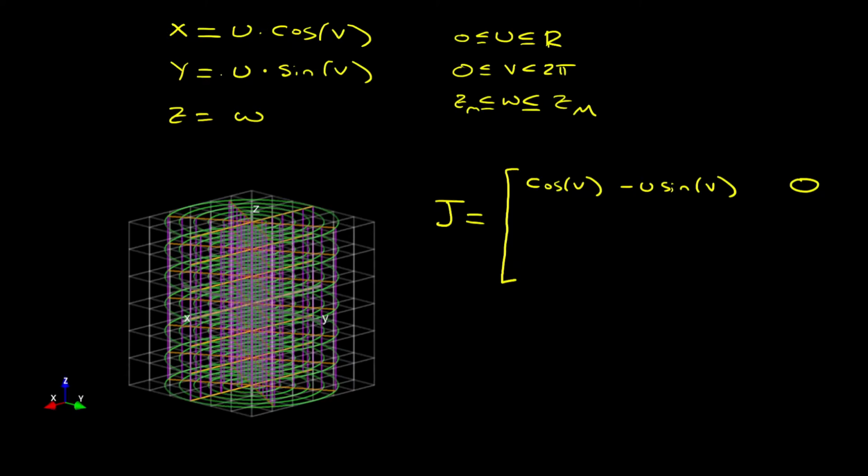Then we have to do the y partial derivatives. The u partial derivative of y will be sine of v. The v partial derivative of y will be u times cosine of v. And the w partial derivative of y will be 0. And for z, the u partial derivative of z will be 0. The v partial derivative of z will be 0. And the w partial derivative of z will be 1. And this is the Jacobian matrix of this coordinate transformation.